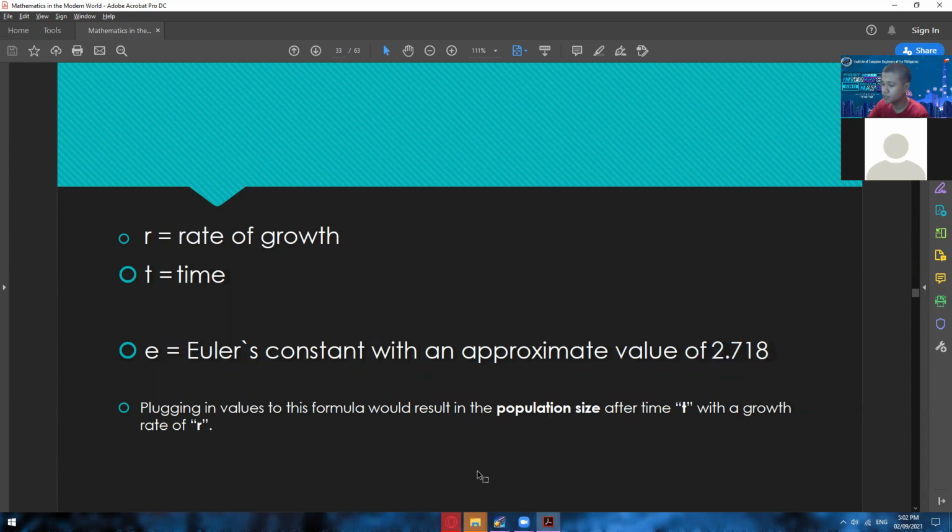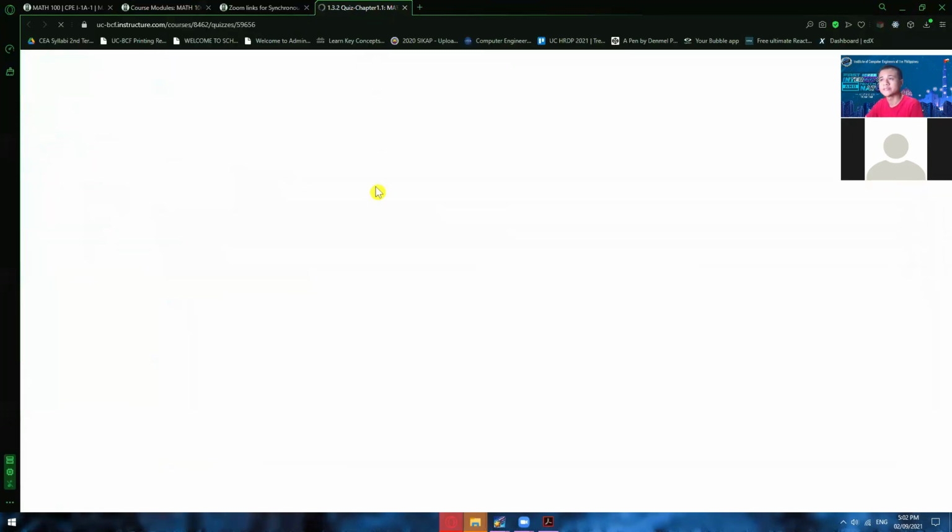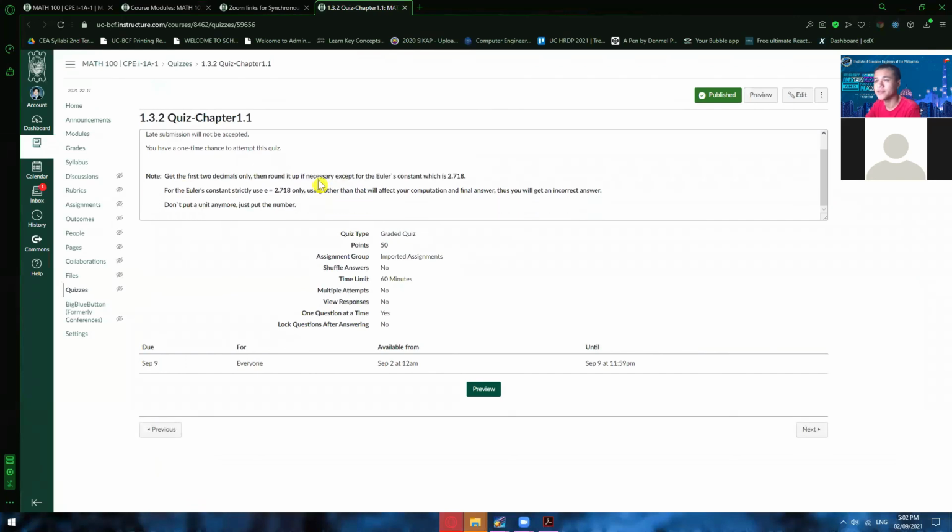I've also mentioned that in your module. If you are going to use e, you must exactly put 2.718, not the letter e on the calculator, because it has more decimals, and there's a big chance that we're going to have different results. So for us to have a common result, let's stick with this value up to 3 decimals, like 2.718.